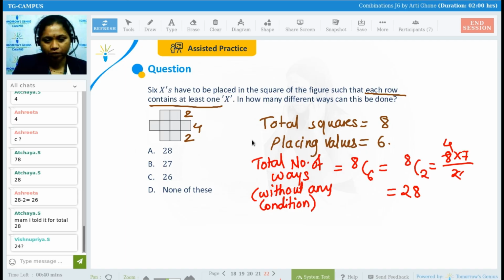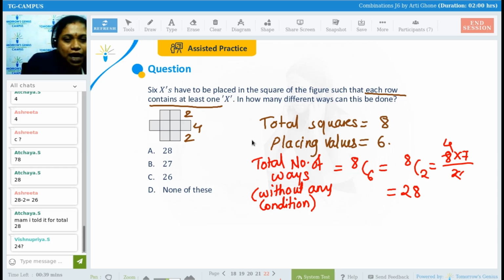Vishnu Priya got 24. Vishnu Priya, can you please explain your thinking? Because here I'm teaching you the thought process. Yes, ma'am. They have given in the diagram four rows, ma'am. So I have taken 4C1, and by calculating that I got the answer as 4. Subtracting 28 from 4, and I got 24, ma'am.